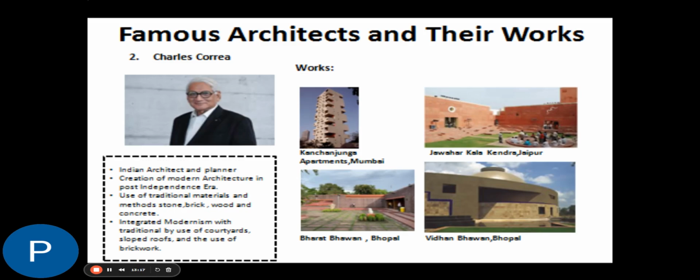Now coming to the next architect, Charles Correa. He was an Indian architect and planner. He created modern architecture in a blend with traditional materials. He built monuments during the post-independence era. He used traditional materials and methods such as stone, brick, wood, and concrete. He integrated modernism with the traditional by the use of courtyards, sloped roofs, and brickwork. The major works by him were Kanchenjunga Apartments, Jawahar Kala Kendra, Bharat Bhavan, and Vidhan Bhavan.